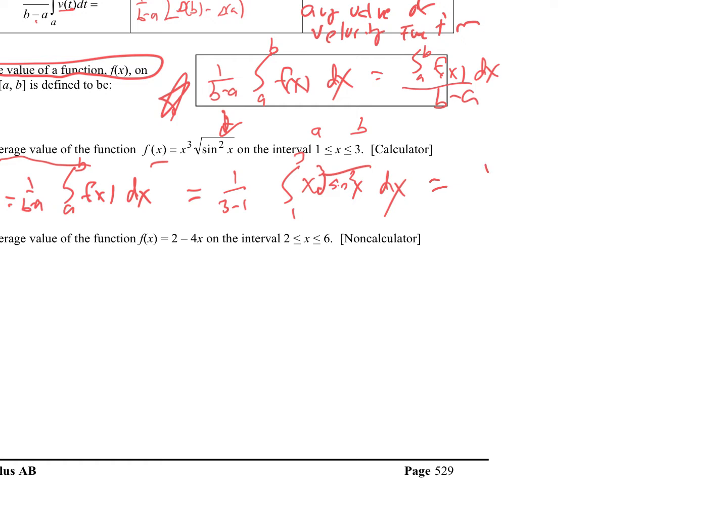And that gives me 1 over 2 times the integral from 1 to 3 of x cubed square root of sine of x squared dx. I have to use my calculator, and I'm going to just key it in.